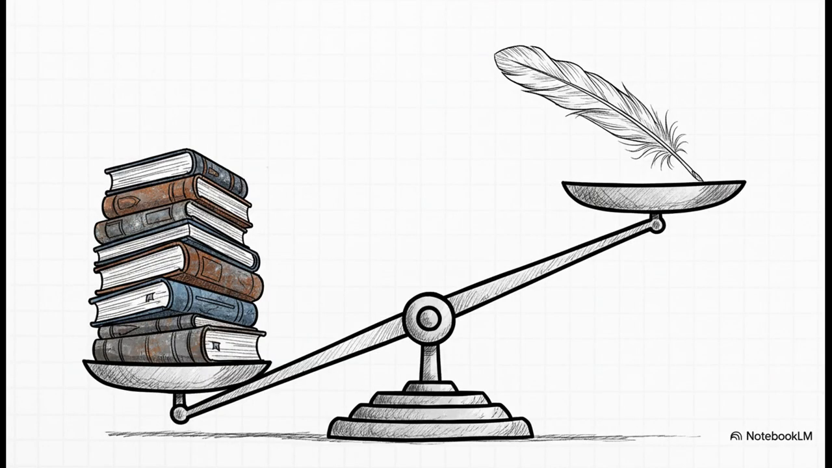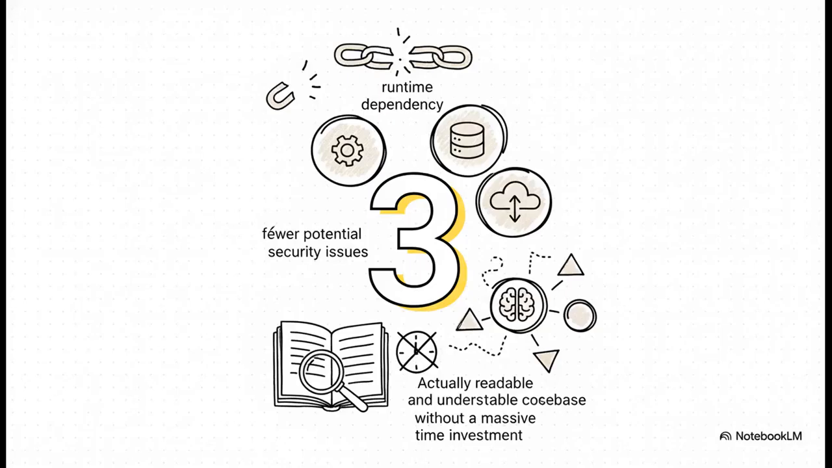Okay, so with a feature list like that, you're probably picturing some massive, complex library, right? Well, that's where things get really surprising. Three, that's it. It has just three runtime dependencies. That is unbelievably lean. It means less bloat in your project, a smaller attack surface for security, and a code base that you can actually read and understand without needing a PhD.